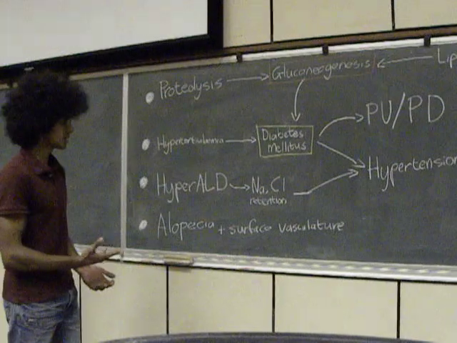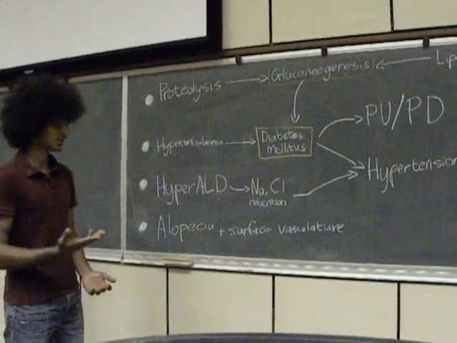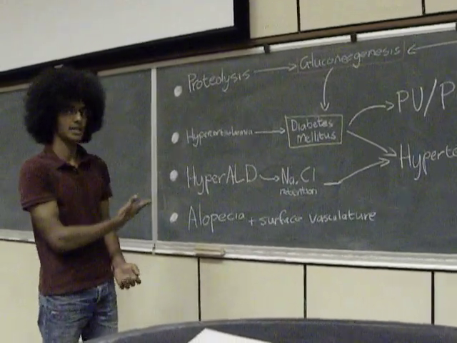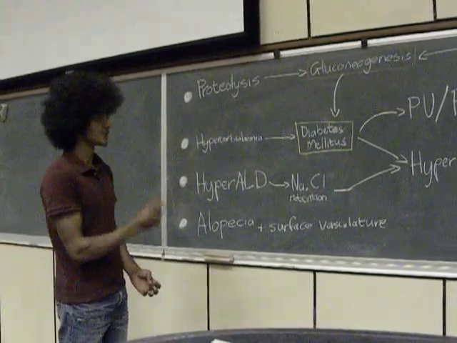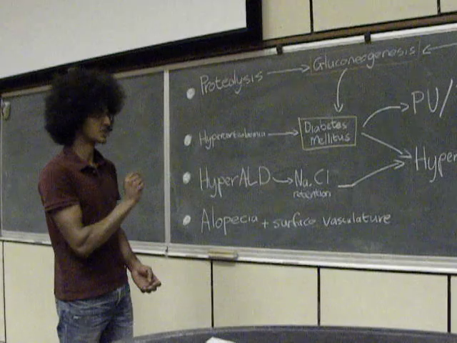Then just some skin-related clinical signs. You're going to have symmetrical bilateral alopecia, and you're also going to have very visible surface vasculature, and this is because of the proteolysis which thins the skin.